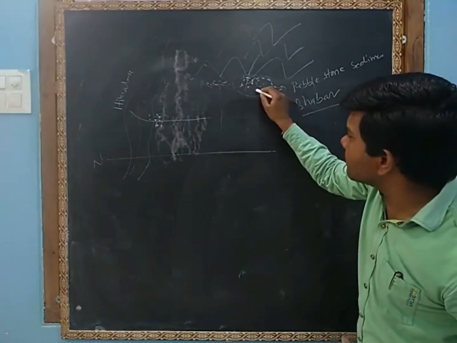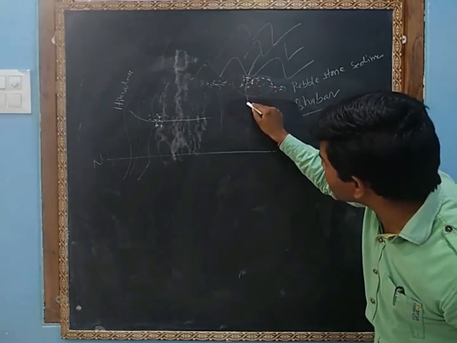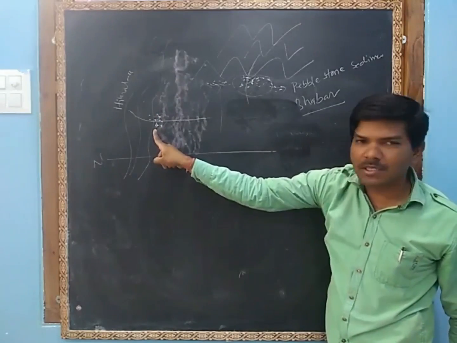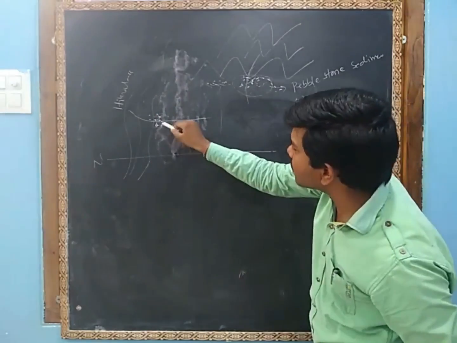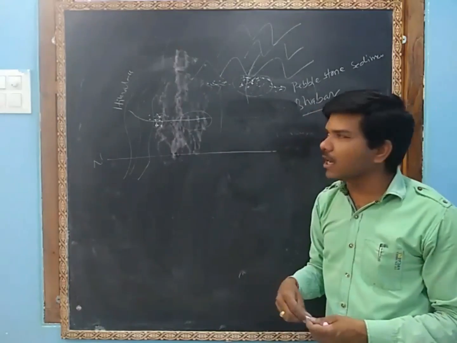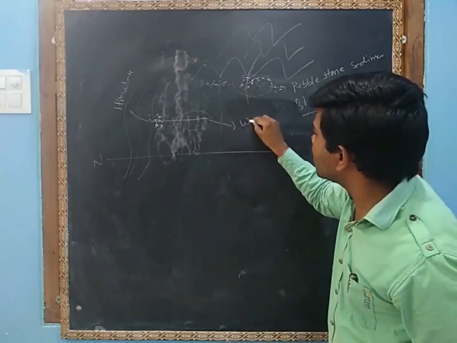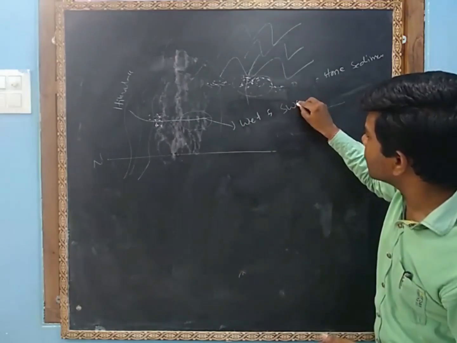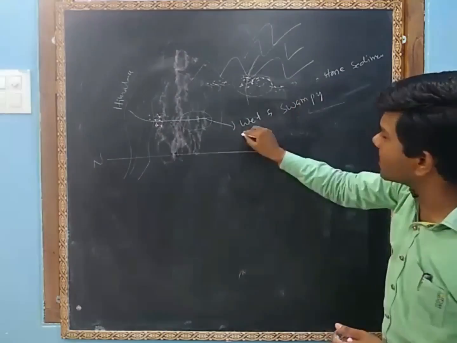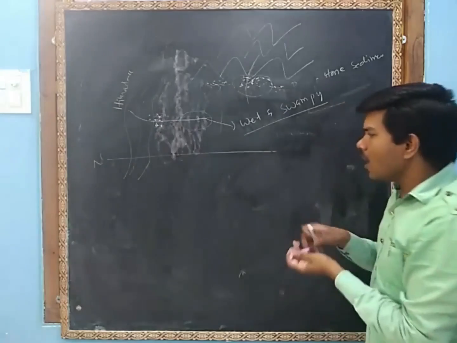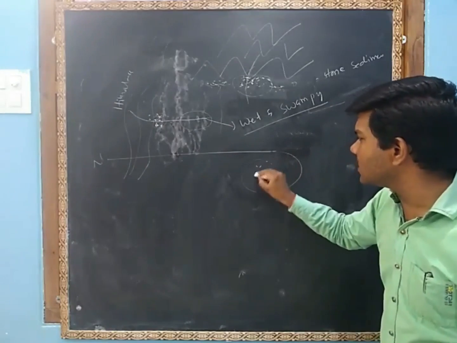Next, after the rivers come down, I told you the materials were deposited here. After the material deposition, the river water goes beyond to the plains. Here there is a wet and swampy region, south of the bhabar.